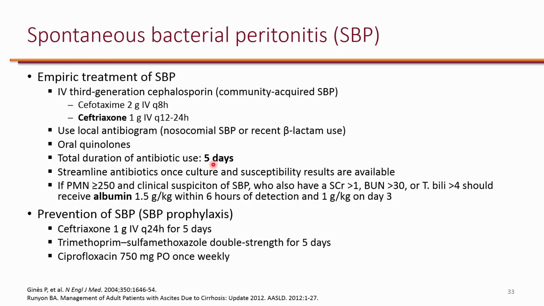So that includes both the empiric window and also definitive therapy. So if you get the cultures back and you streamline antibiotics, total duration of therapy should be 5 days. Once someone gets SBP, we want to make sure this doesn't happen again. So we do have SBP prophylaxis, especially if someone develops new ascites and you don't have suspicion for an infection, you can still do SBP prophylaxis. So we use the same antibiotic, ceftriaxone, for 5 days.